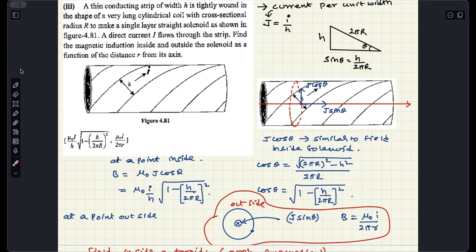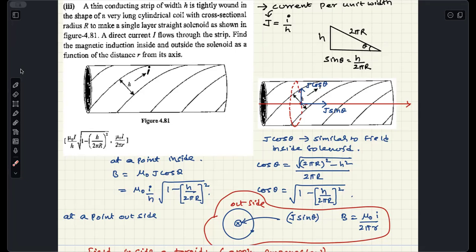That is how current I flows through the strip. Find the magnetic induction inside and outside the solenoid. Remember, this solenoid is different from the solenoid I described previously. It was a single wire previously, and that is closely wound. There is no gap. Almost field lines are straight, horizontal along the axis. This is a different one.